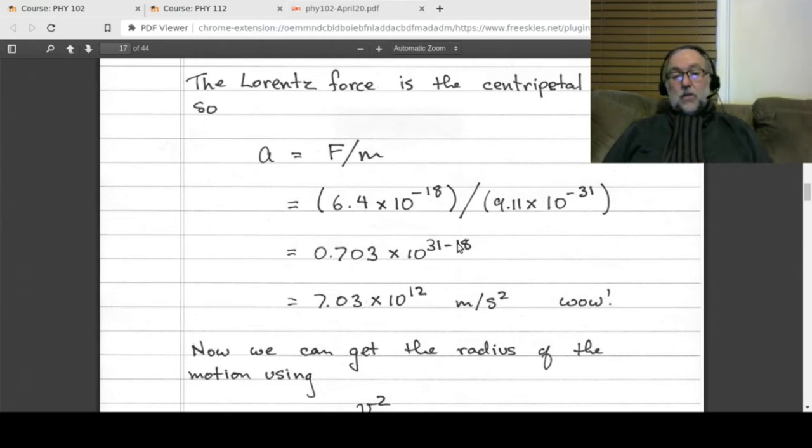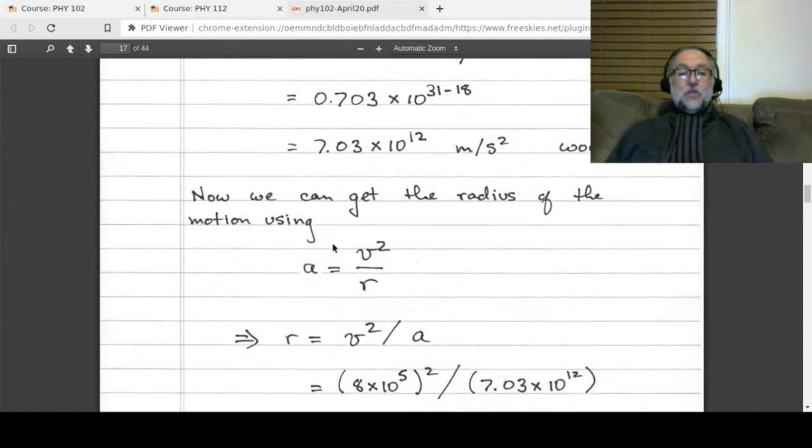So the exponent here is going to be 31 minus 18, and working this out, you get 7.03 times 10 to the 12 meters per second squared. Okay, now think about that. That is 10 to the 12, like a trillion meters per second squared. What's the acceleration due to gravity? Only 10. So this tiny electron, because it's very light, is not experiencing much force, obviously, but because it's so light, it's experiencing a tremendous amount of acceleration.